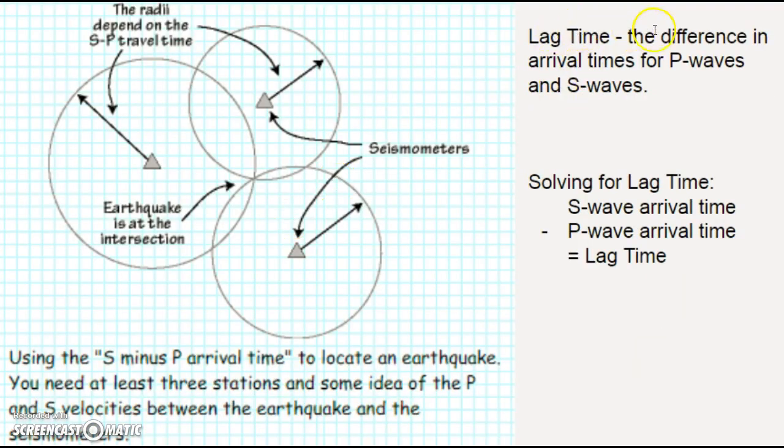So back to lag time. That's the difference in the arrival time for P and S waves. So using the S minus P arrival time to locate the earthquake, you need at least 3 stations and some idea of the P and S velocities between the earthquake and the seismometers. So this is just reiterating that you need 3 circles, and the intersection of the circles is the location of the epicenter. So when we solve this, we need to take the S wave arrival time minus the P wave arrival time, and this is what the lag time actually is.